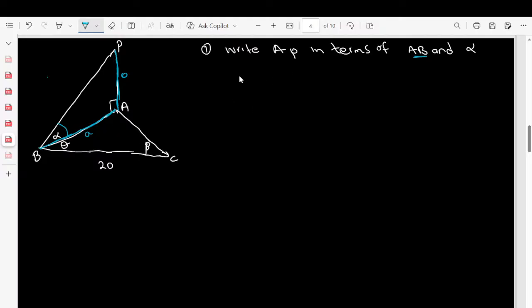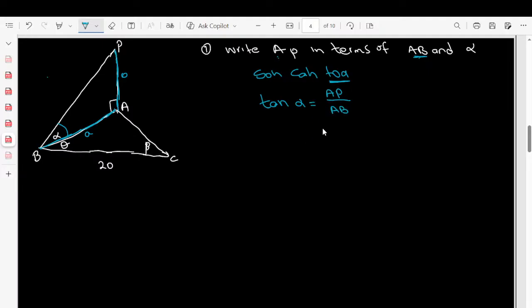So look at this. To answer this question, I can say that I have the SOH CAH TOA. Look at the tan. It's opposite over adjacent, which is the one that we need and the one that they want us to use. We are trying to calculate AP, and we should have AB in our answer. So the best thing to say is that the tan of alpha is equal to opposite, which is AP, over adjacent, which is AB.